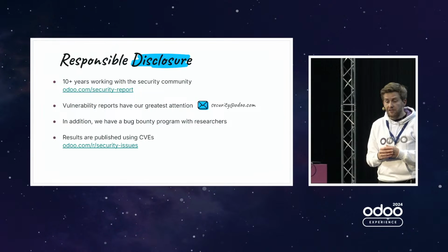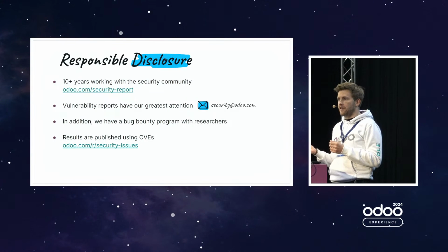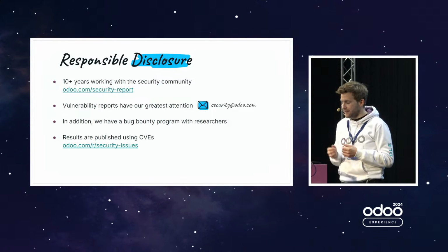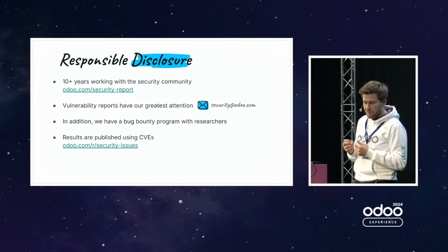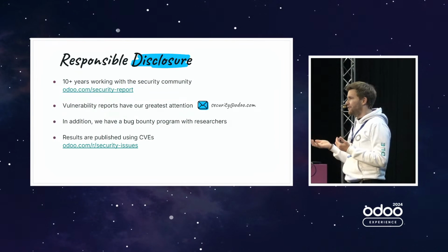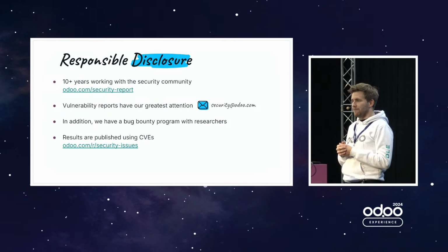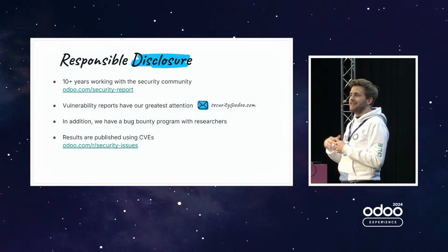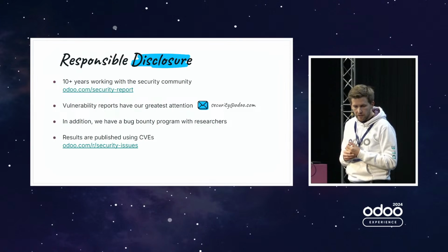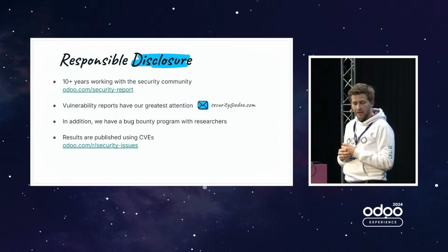Then we have the responsible disclosure. What it means is that if you find a security vulnerability in Odoo, you can report it to that URL address or to that email. And basically, it gets our greatest attention, obviously. If you find a vulnerability in Odoo, we won't let you wait for a month. We will reply immediately. And if it is an actual valid vulnerability, we will solve it as soon as possible. And you will get credits for finding the vulnerability.